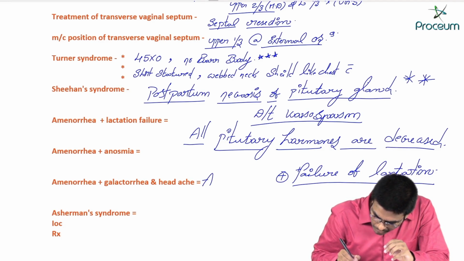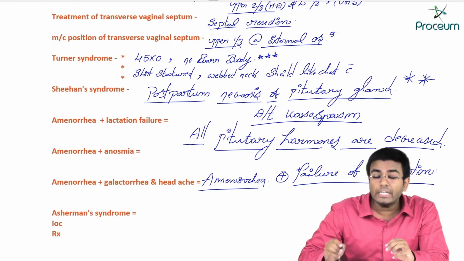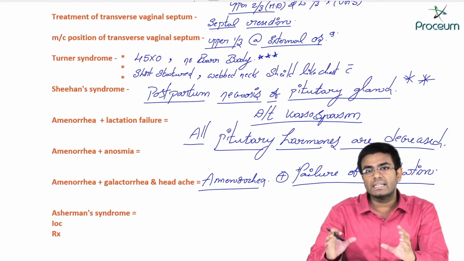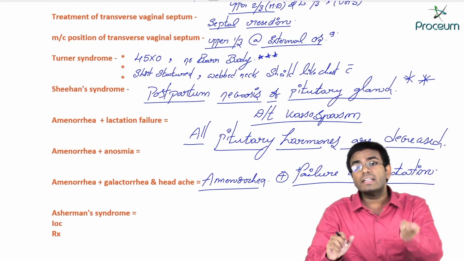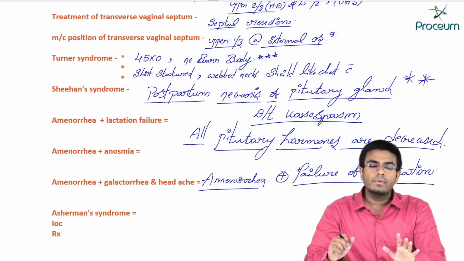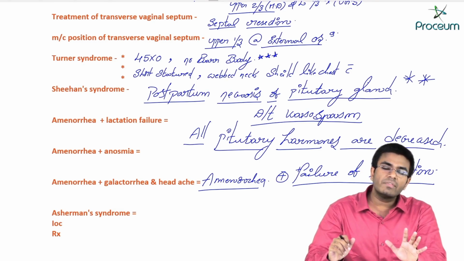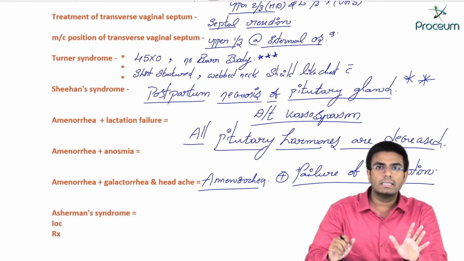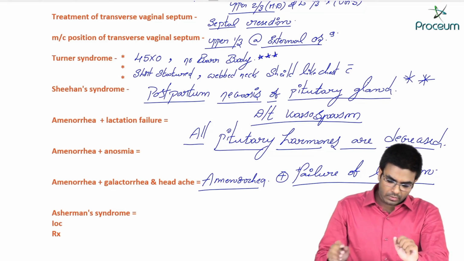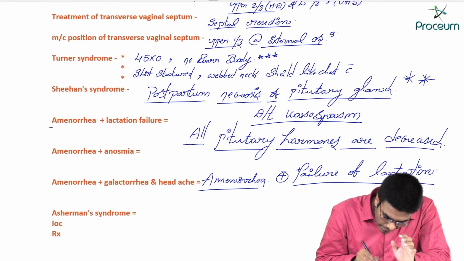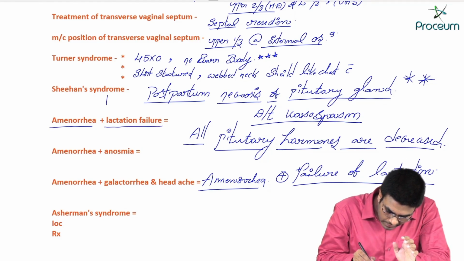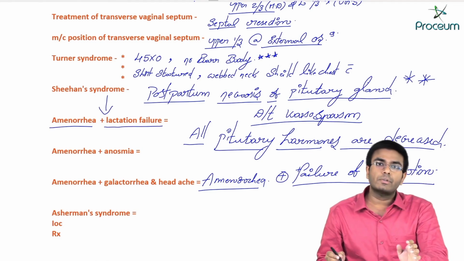So amenorrhea and failure of lactation. If you are seeing both these conditions in a question after the delivery of the baby, then most of the time they will be asking about Sheehan's syndrome. Okay, so please concentrate. Amenorrhea with lactation failure, this is nothing but Sheehan's syndrome.